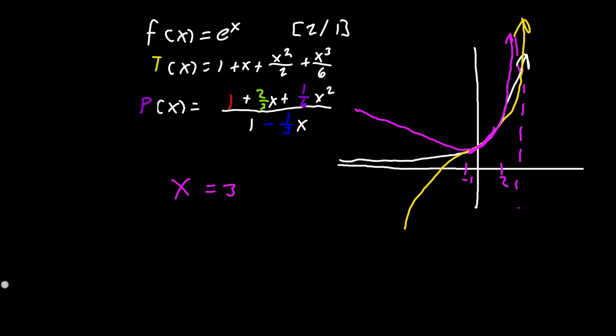So that's just the example for e to the x, and it's a fairly straightforward example. And we see that Pade approximations capture the behavior of e to the x at some values like -1 and 2 better than the Taylor series would.